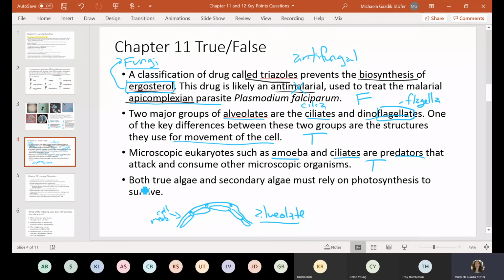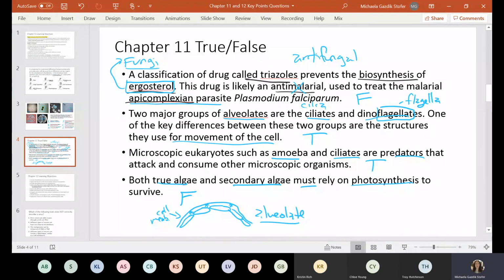And then the last statement is: both true algae and secondary algae must rely on photosynthesis to survive. So go ahead and type in the chat. Do you think that's a true statement or a false statement? Good, I'm seeing a bunch of falses show up. This is a false statement, and that's the big difference between a true algae and a secondary algae. True algae have chloroplasts, and that's all they can use. So your true algae do have to rely on photosynthesis in order to survive and get their energy.